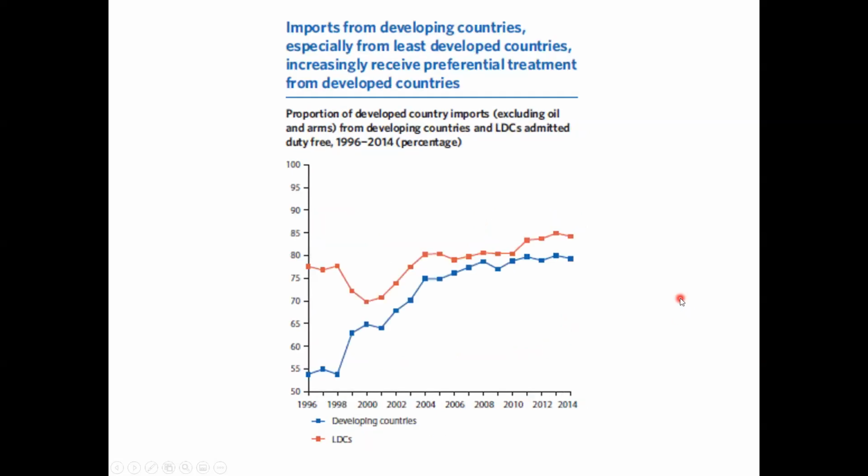Imports from developing countries, especially from least developed countries, increasingly receive preferential treatment from developed countries. So reduce trade barriers and stuff like that from least developed countries. This is important to help industry develop. Already, many industries in least developed countries face competitive disadvantages. If on top of that they have to deal with tariffs and stuff like that, they just won't be competitive.